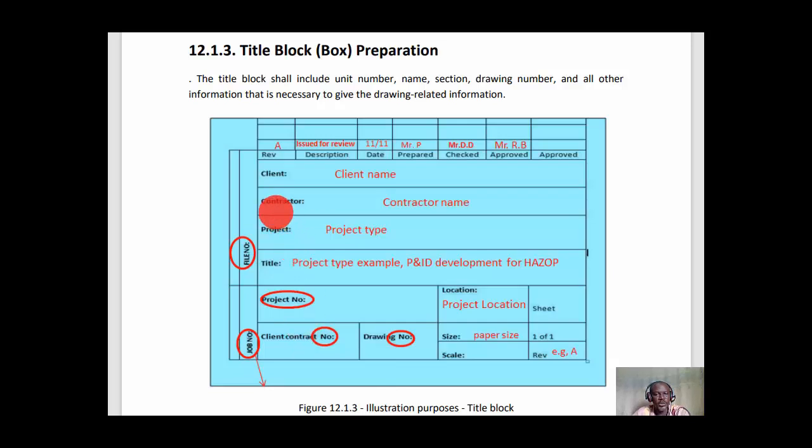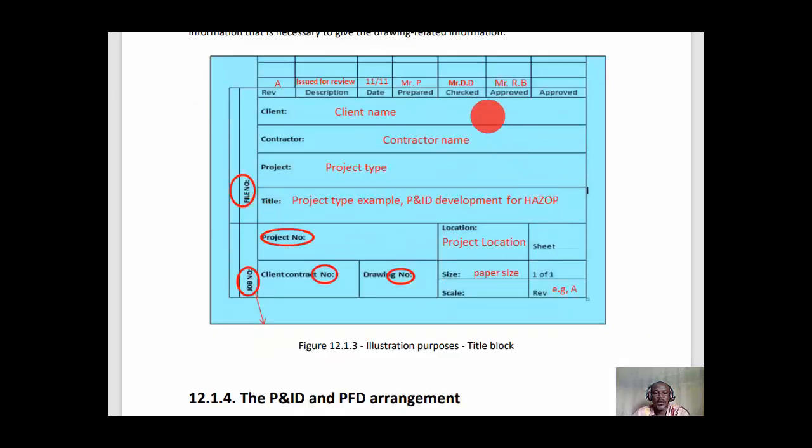So it's also going to carry the contractor name, the project type, then the location, the paper size, and the revision label. Example A. So at the top we can have this revision label here, then issue for review, the description, then the date, prepared by, checked by, approved by, and finally approved. So it can contain more than this or less than this depending on the client. Some clients may include additional information as they see fit.